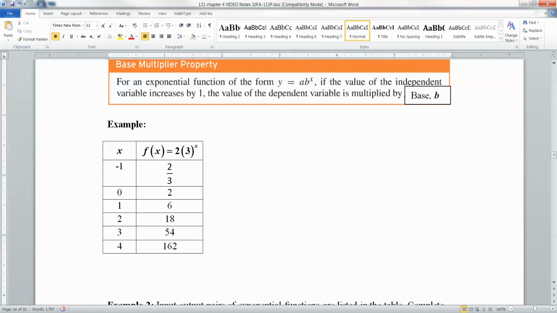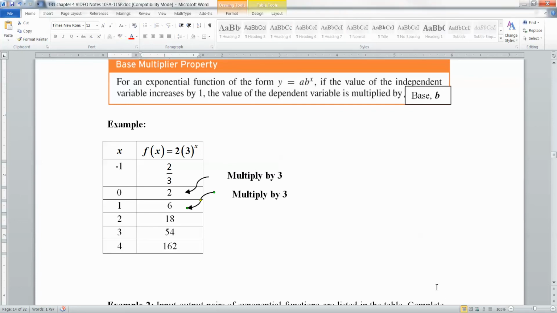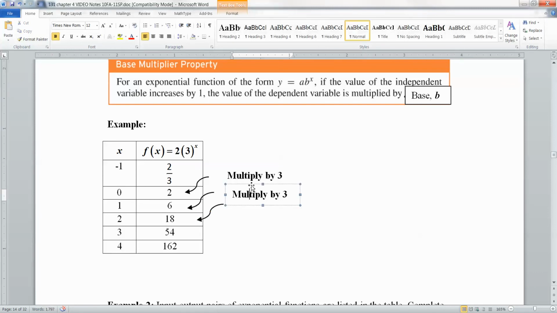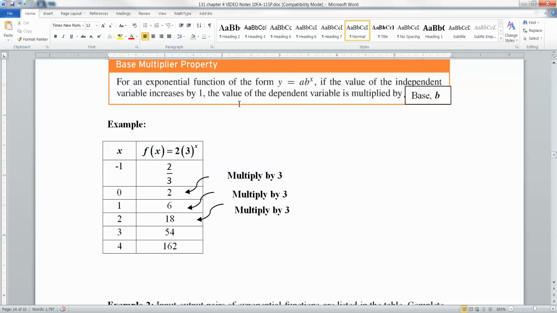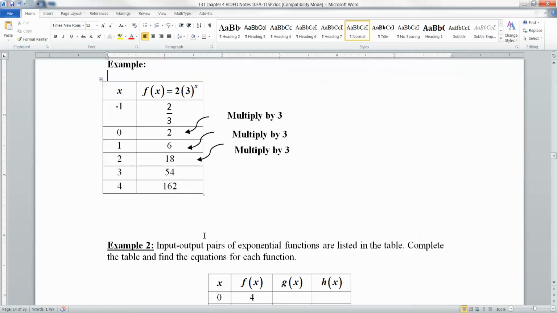All right, let me make a note of that. Hold on one sec. There we go. So to get from 2/3 to 2, you multiply by 3. To get from 2 to 6, you multiply by 3. I could keep going forever, right? To get from 6 to 18, you multiply by 3, and so on. And it just keeps repeating over and over and over. That's what the base is. The base is the thing that you'd multiply by, and that's what the base multiplier property is saying. It's saying, look, that base, b, is what you multiply by to work your way down the table.